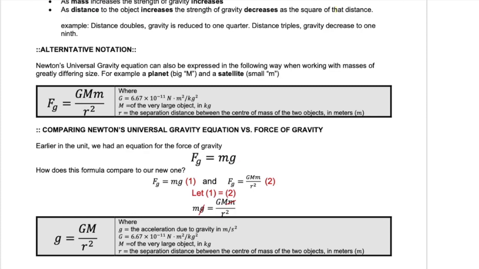Fg stands for the force of gravity, and that is in newtons. And m represents the mass of the object. We're looking for the weight of an object. That's what little m stands for.